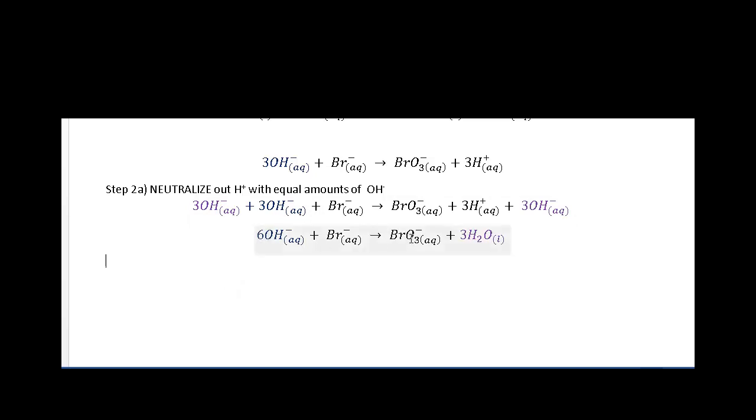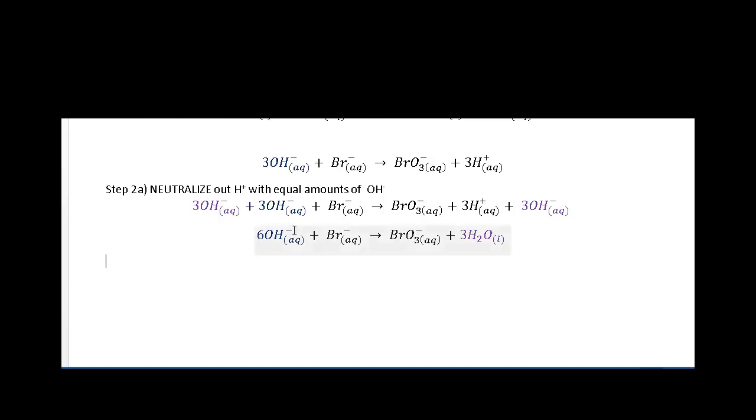6 oxygens, and 3 plus 3 is 6 oxygens. Br 1, Br 1, so that's balanced. 6 hydrogens, and 3 times 2 is 6 hydrogens. So I think we're all good. All we need to do now is balance things out with electrons.